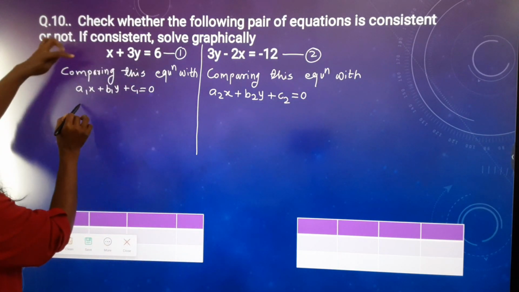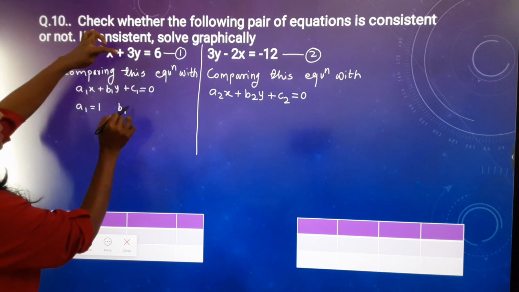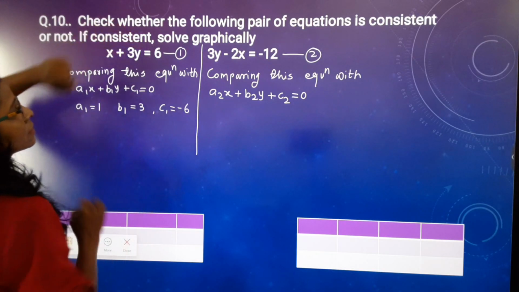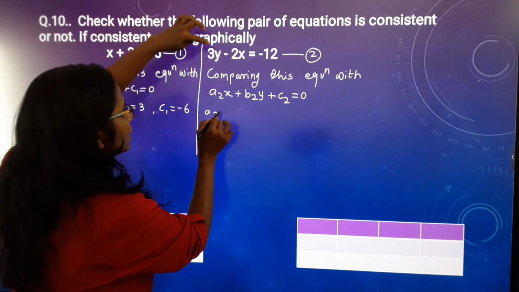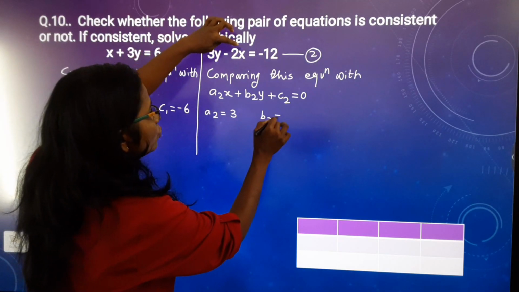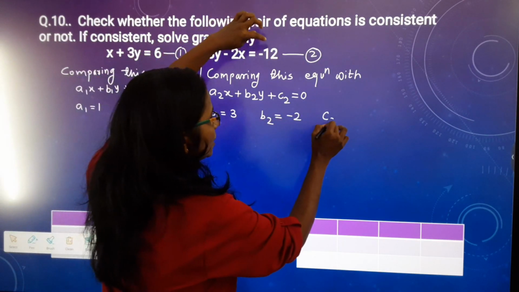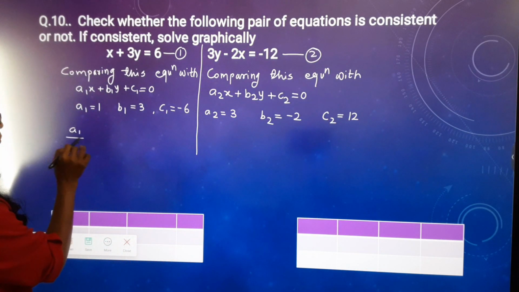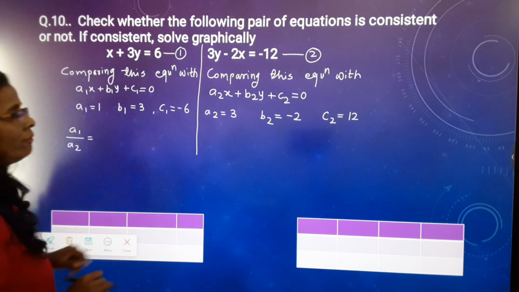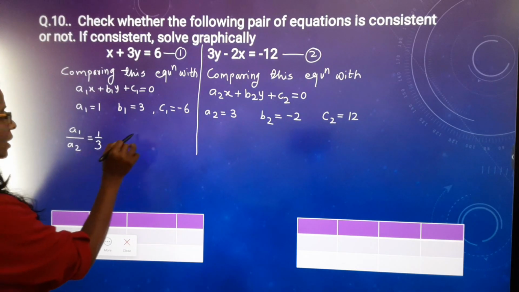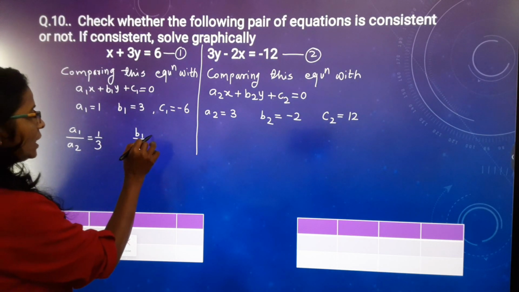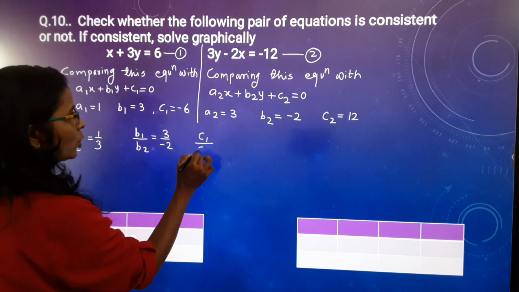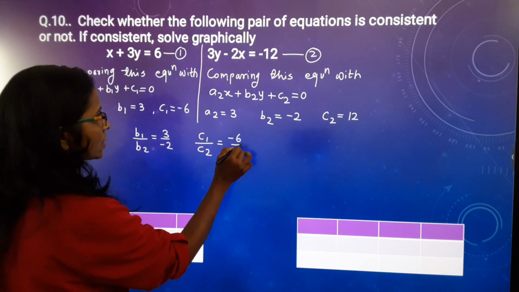So that means a1 is equal to 1, b1 is equal to 3, and c1 is equal to minus 6. Okay, and a2 is equal to 3, b2 is equal to minus 2, and c2 is equal to 12. Okay students, now a1 upon a2 is equal to 1 upon 3, b1 upon b2 is equal to 3 upon minus 2, and c1 upon c2 is equal to minus 6 upon 12.